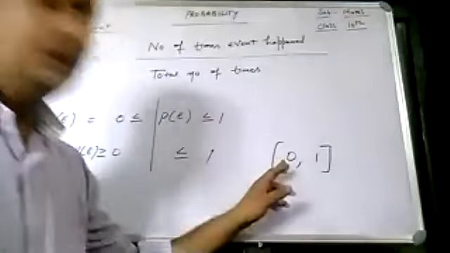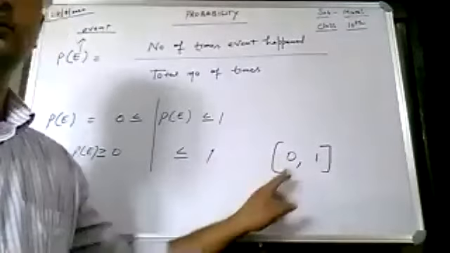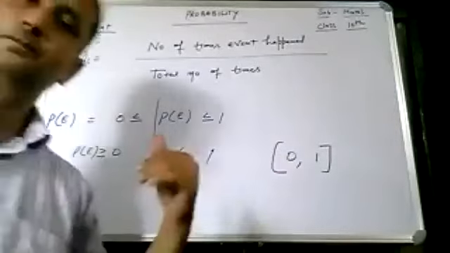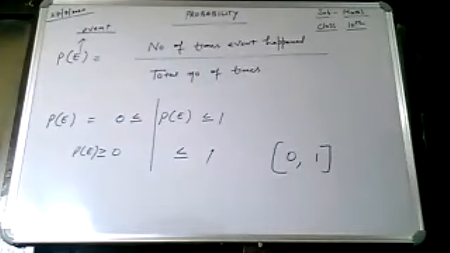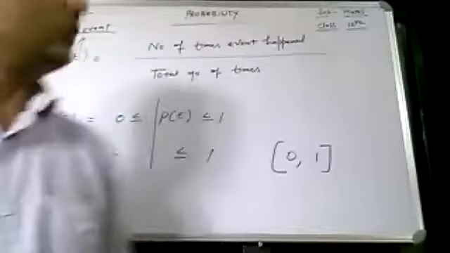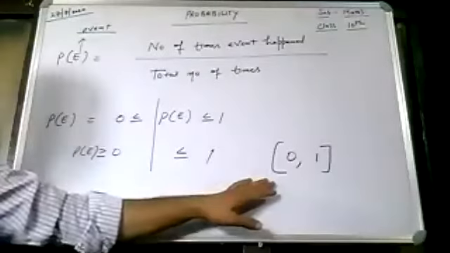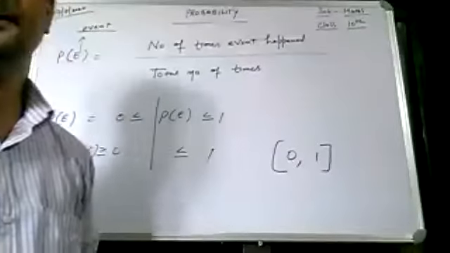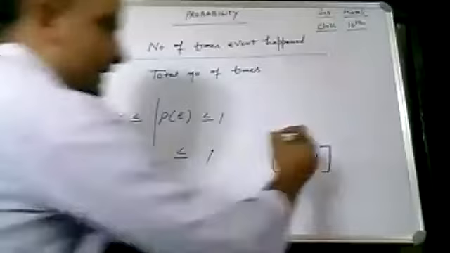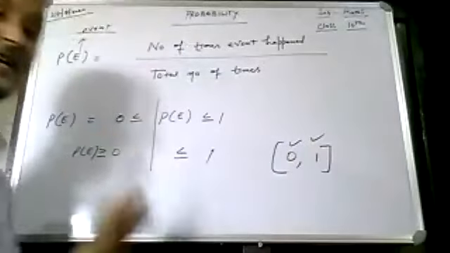That means this is a closed interval, so both values are included. Probability of an event can be 0, probability of an event can be 1. In between, the answer can be 0.1, 0.2, 0.3 like that. Clear? So this is called the range of the probability. Probability will never come below 0 and it never goes above 1. So probability is between 0 and 1 and these two values 0 and 1 are included here.